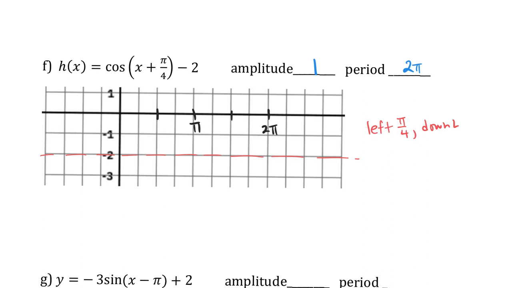I need to go left pi over 4, so I need to figure out how big pi over 4 is. 0 to pi is here. I need to divide it into 4 spaces. 1, 2, 3, 4. So each of these is pi over 4.